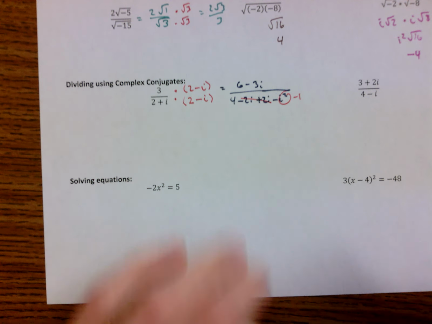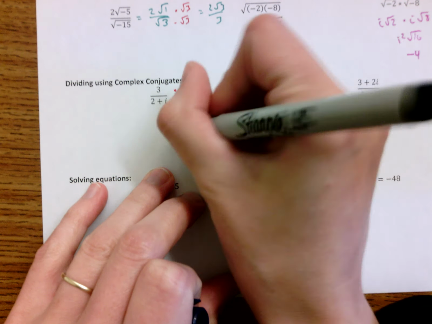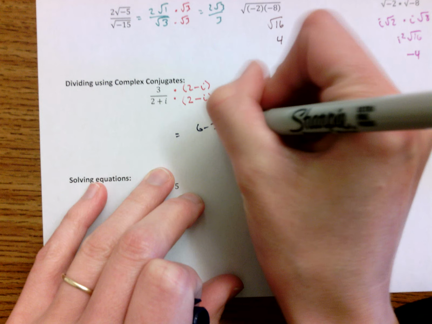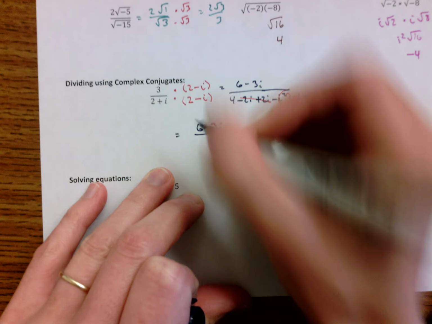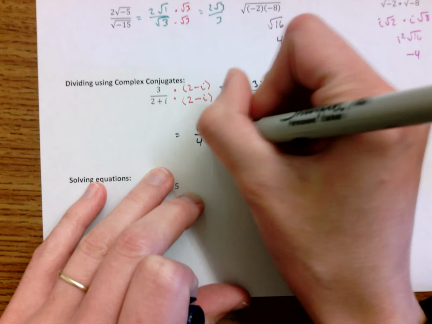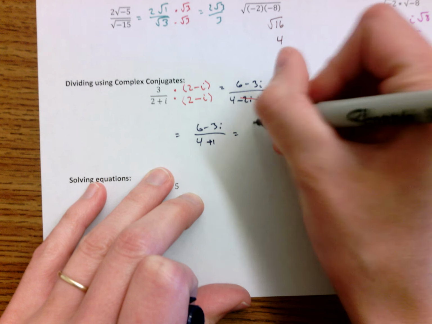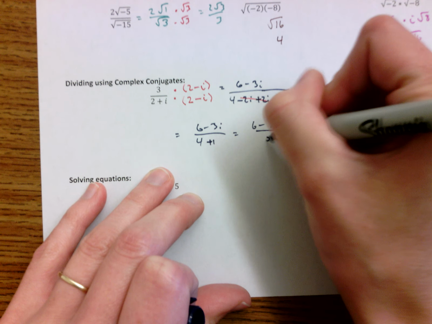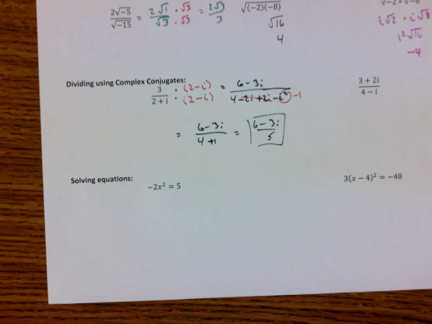So what I have now is 6 minus 3i on the top. And on the bottom, I've got a 4 still, and then minus negative 1, so plus 1. So this is 6 minus 3i over 5. Okay, and now I don't have anything imaginary in the denominator anymore.